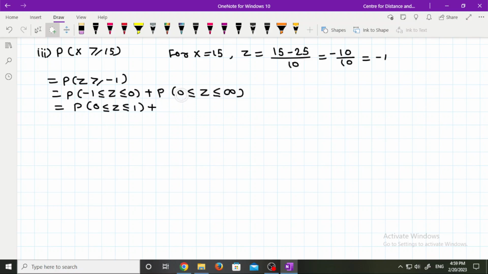for probability 0 less than or equal to z less than or equal to infinity, there is 0.5, which is equal to, for 1 from the z table we know the value of probability for z equal to 1 is 0.3413, plus 0.5, which is equal to 0.8413.